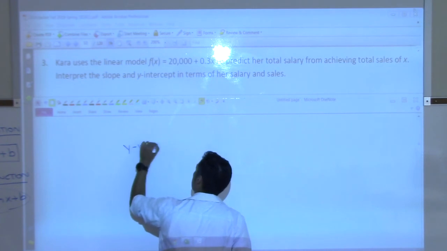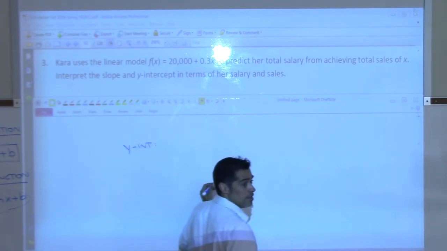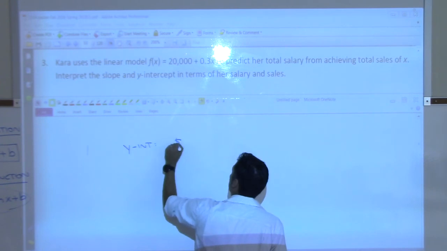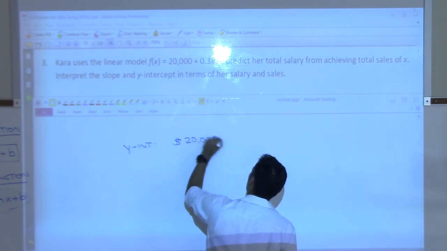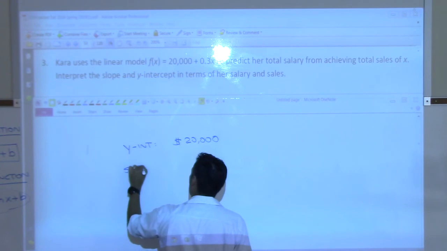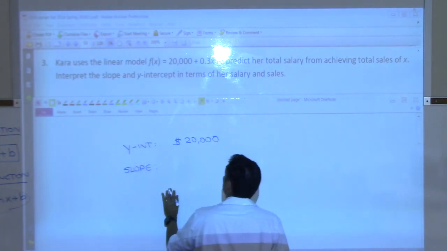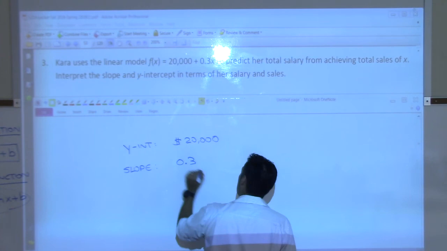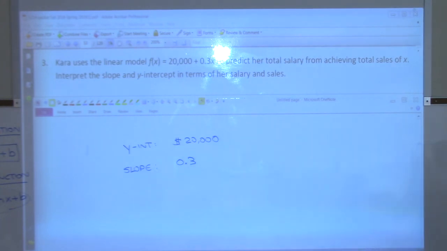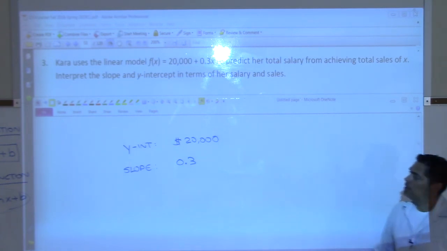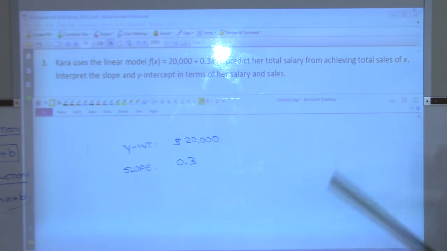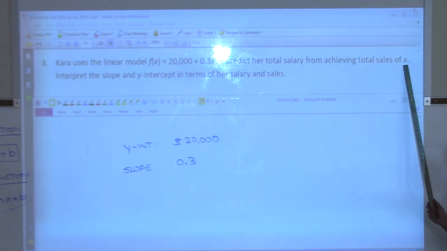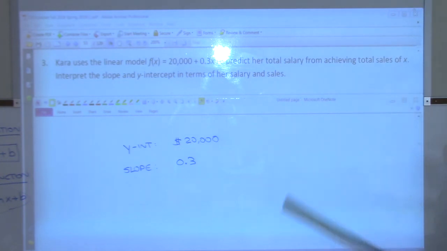Dyson's up. What is it? 20,000, right? And that's going to be dollars because this is her salary. Okay, and then what is the slope of this linear model, Dyson? Okay, so 0.3, and it's just the 0.3. The x is not the slope. All right, so let's try and interpret this. As x here is her total sales, as she sells more, is she going to make more money according to this model? How do you know that?